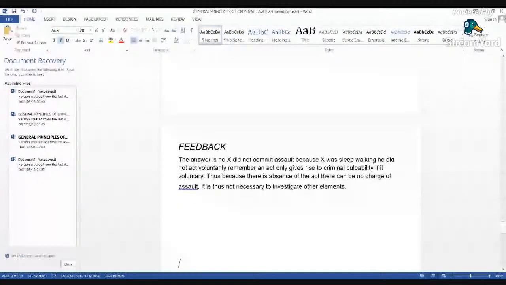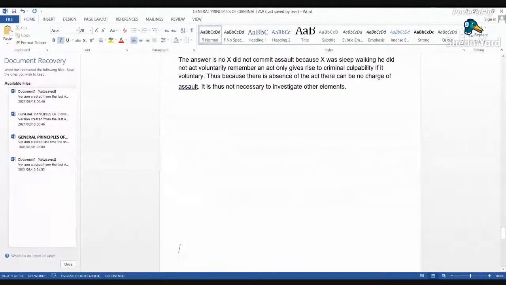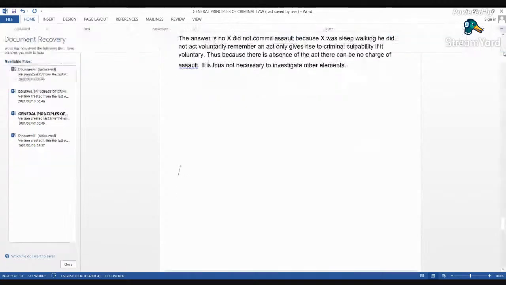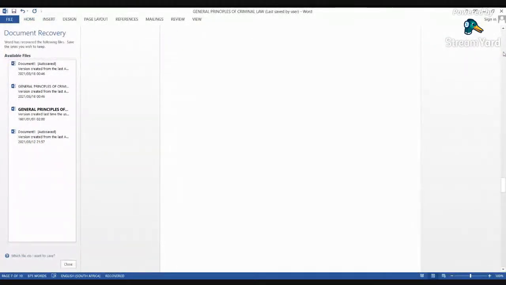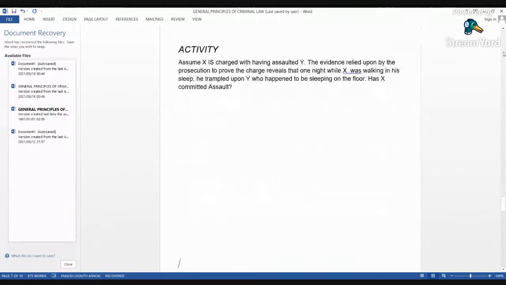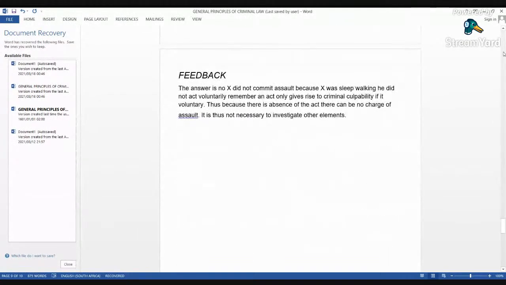All right, let's look at the feedback. The feedback is there in the study guide, so I'm just going to read it and then we can discuss it a bit, just to clarify things in case you got stuck somewhere. So the obvious answer is no. X did not commit assault because X was sleepwalking. He did not act voluntarily.